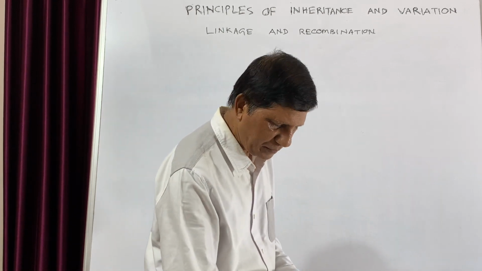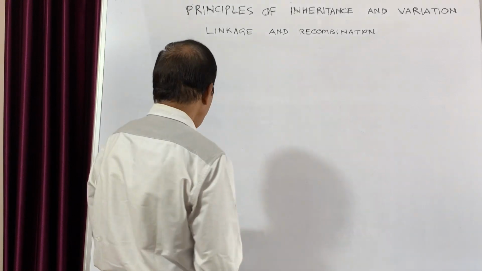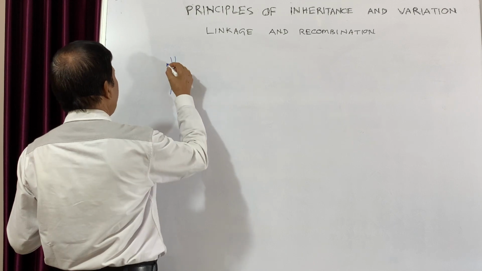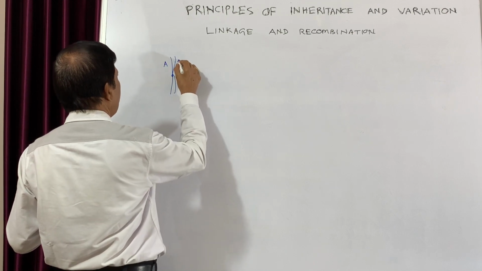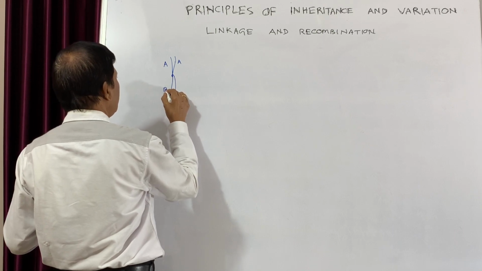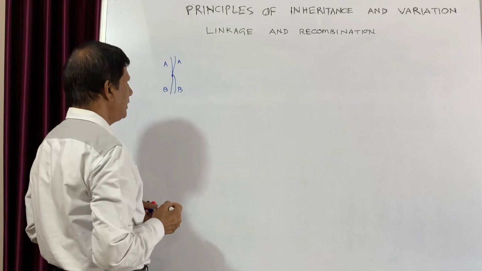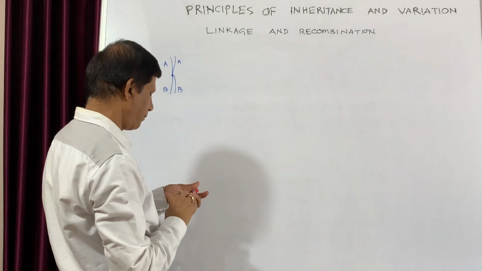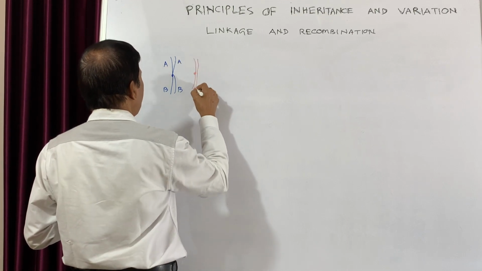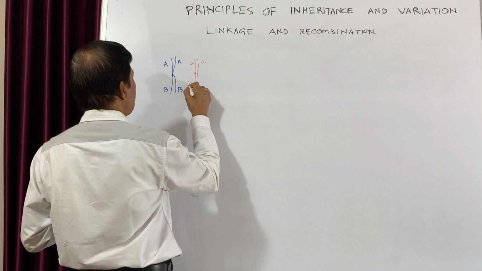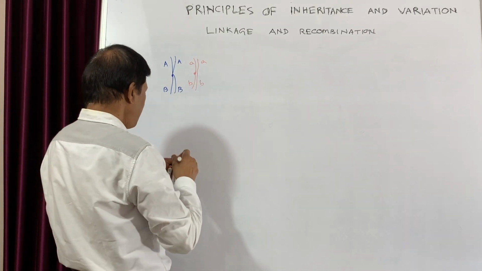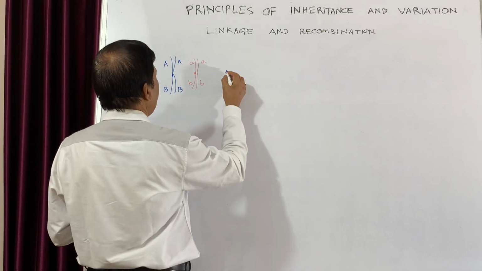Now let us explain it in the form of a diagram. Suppose this is one chromosome, and here capital A is there, and here capital B is there. This is one chromosome. And in the homologous chromosome, suppose only recessive genes are there: small a, small b. Now, what may happen? There is every possibility that there will be recombination.